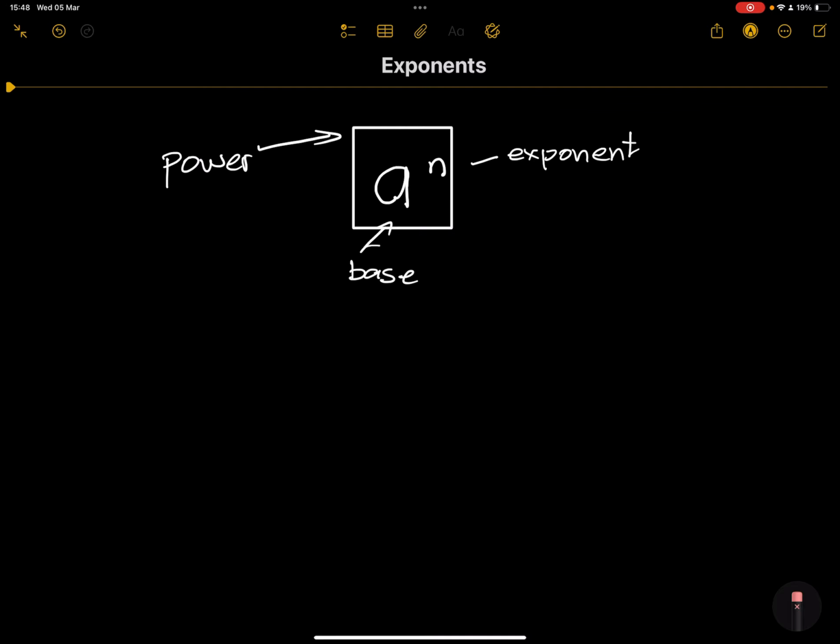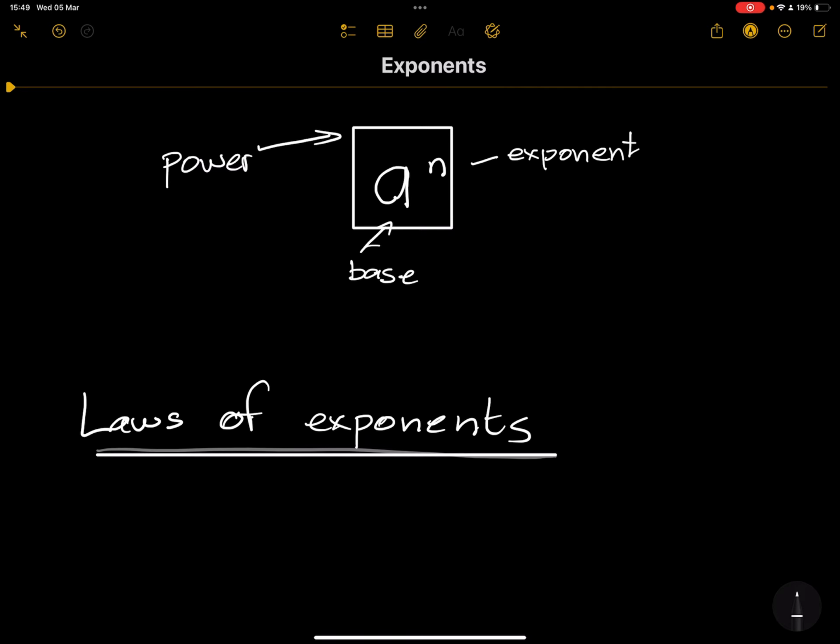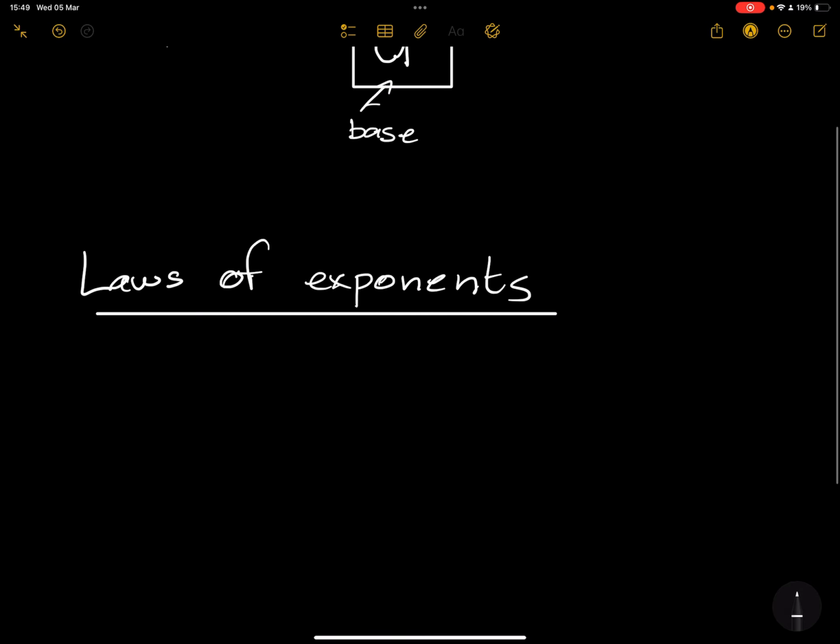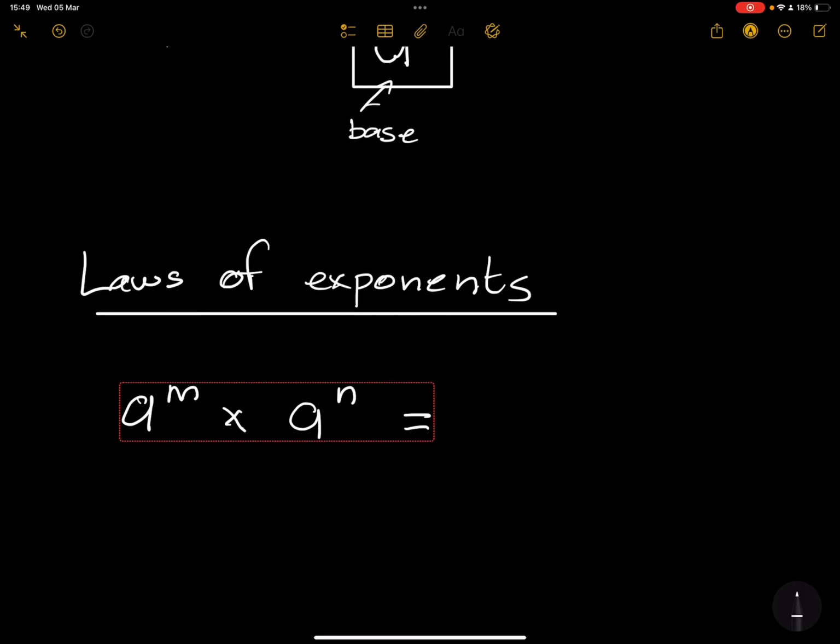Now, let's talk about the laws of exponents. Right, so in terms of the laws of exponents, we've got in essence about 5 laws, right? And I am going to give you the laws, and I'm also going to give you some definitions. So we say that if I've got bases that are the same, and I am multiplying in this case, then what happens? I'm going to add the exponents. So I'm going to have m plus n.